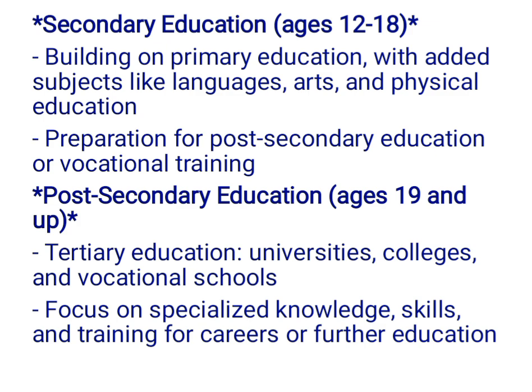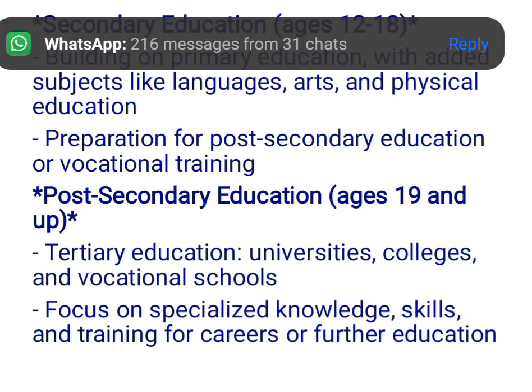Then we have secondary education, which is targeted at ages 12 to 18 years. It is primarily based on building on primary education, with added subjects like languages, arts, and physical education, preparing for post-secondary education and vocational training. Then we have post-secondary education, which starts at the age of 19 years, which is the tertiary education: universities, colleges, and vocational training. This focuses on specialized knowledge, skills, and training for career or further education.